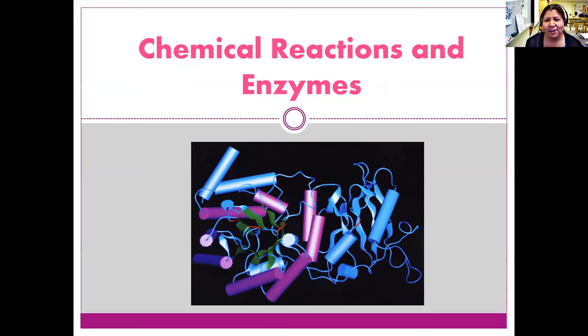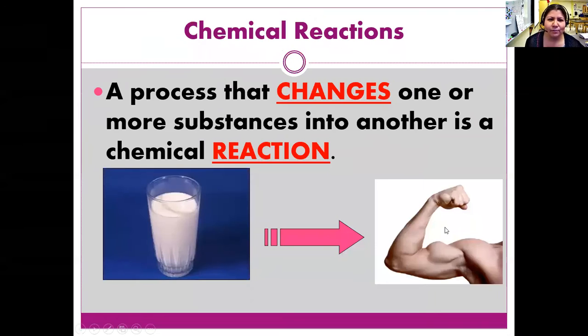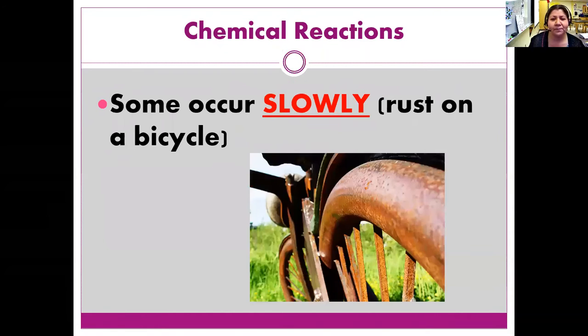All right, today we're going to be talking about chemical reactions and enzymes. So, what exactly is an enzyme? Well, an enzyme helps in a process that changes one or more substances into another. Okay, and that process is called a chemical reaction. You may have heard of that from your middle school chemistry science class.